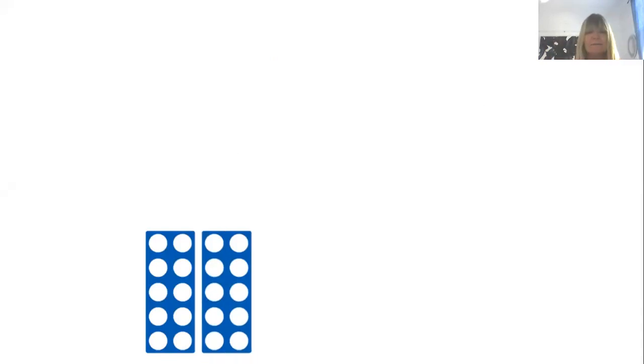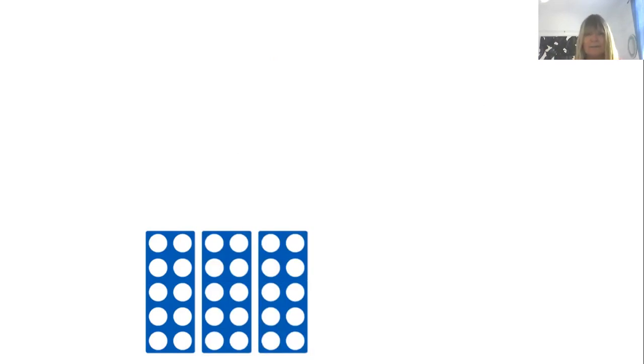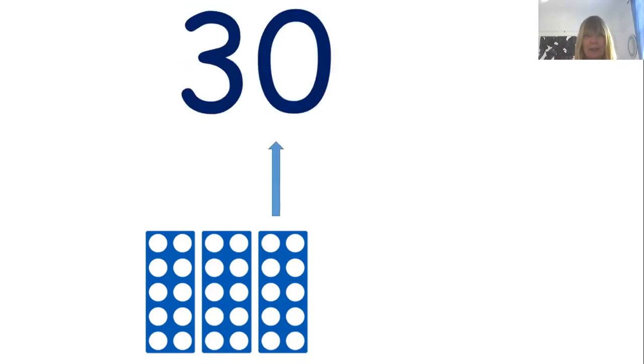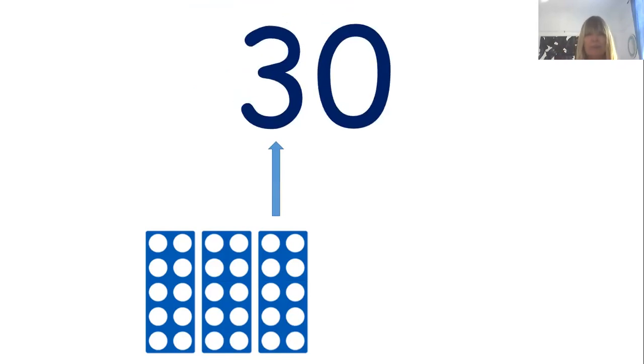And we're going to start looking at some Numicon. So here we go. That's one 10 tile. That's another one. And another one. And no ones today. So if we wanted to write down that number as a numeral, what would we write? Does anybody know what numeral we would write for three 10s?